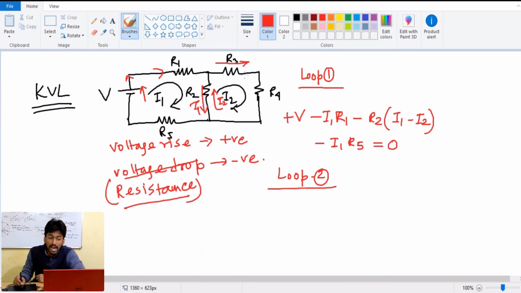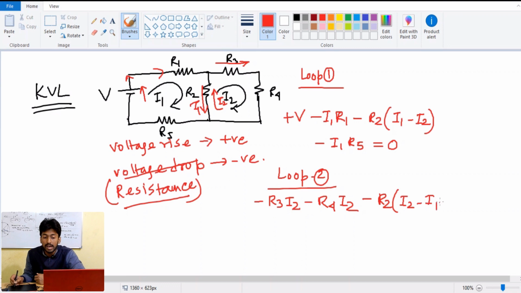With R3, the current I2 is moving, so minus R3 into I2. For R4, minus R4 into I2. For R2 we again have the same resultant current, but as we are in loop 2, the dominance has to be given to the current I2. So we write minus R2 into (I2 minus I1) equals 0. Again from here we get an equation in I2 and I1. So there will be two variables and two equations. By solving the simultaneous equations, we can easily calculate the values of I1 and I2.